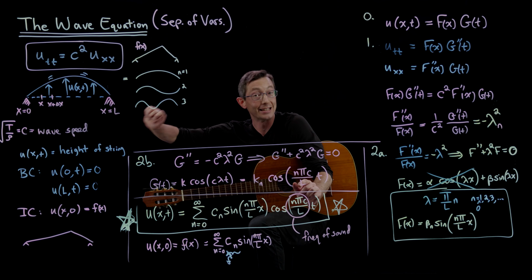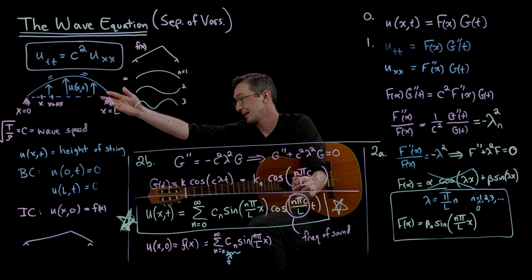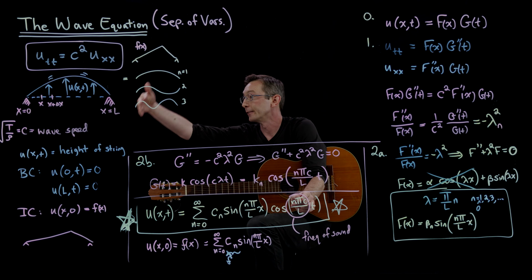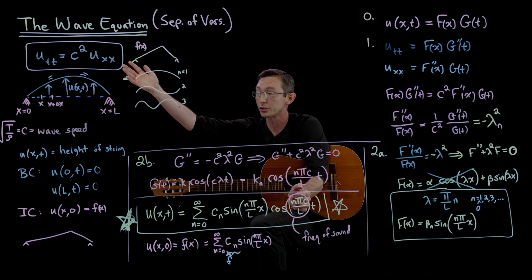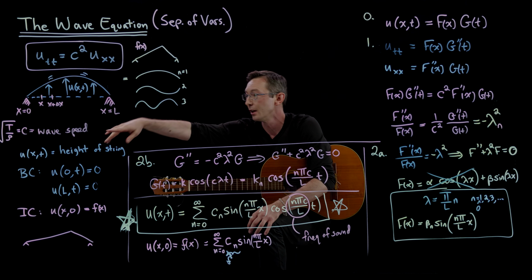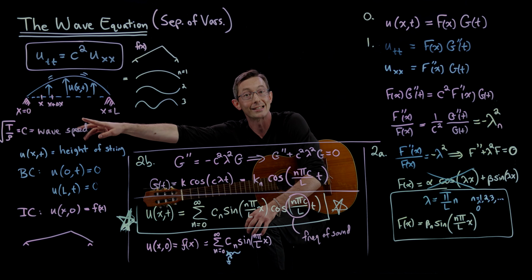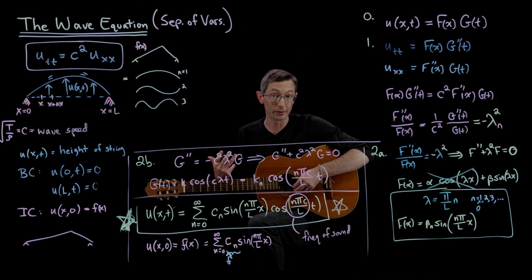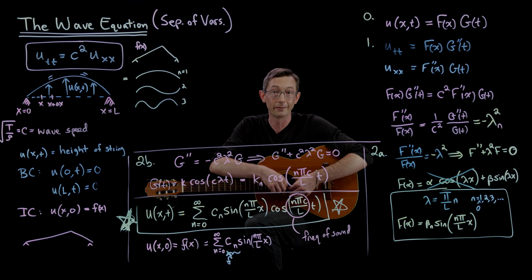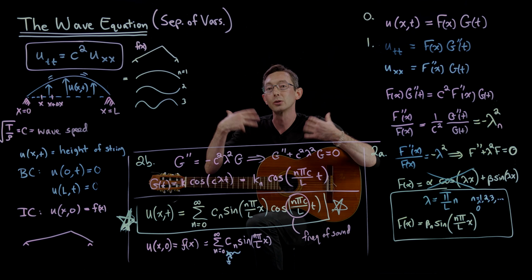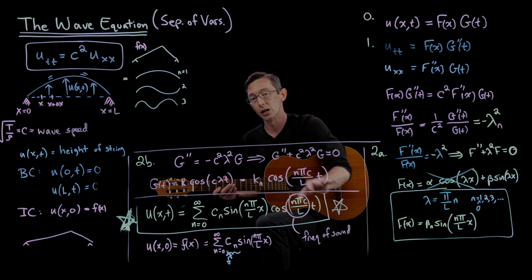Or I could increase the tension by a factor of, in this case, 4. If I made 4 times the tension in the string, it would double the frequency. Or if I picked a material that was 4 times less dense, those would all have the same effect of changing the frequency of the sound.